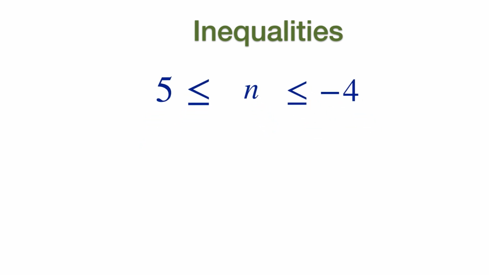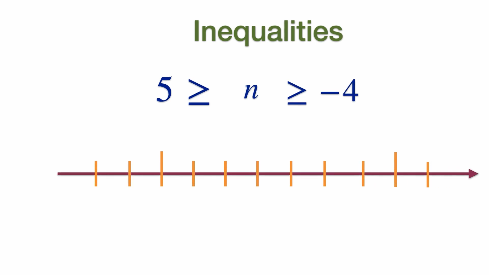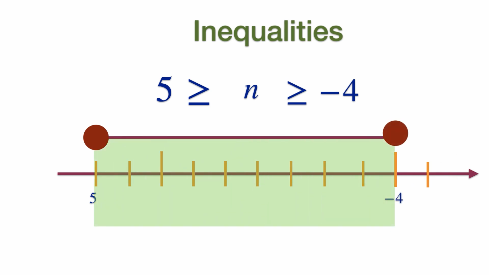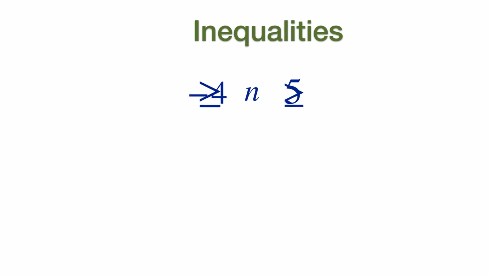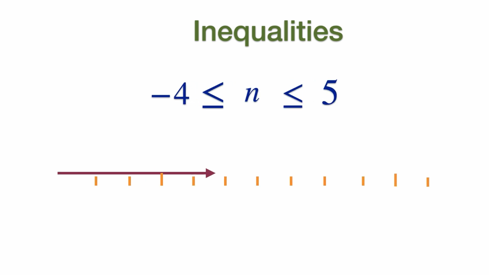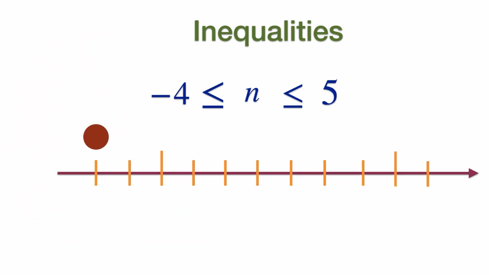Since we are dividing by a negative number, this inequality is currently untrue. Therefore, we also need to flip both of the inequality signs. However, this inequality is equivalent to n greater than or equal to minus 4 but less than or equal to 5 as well.